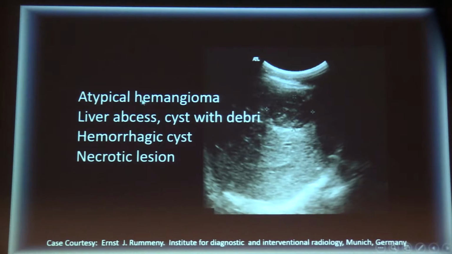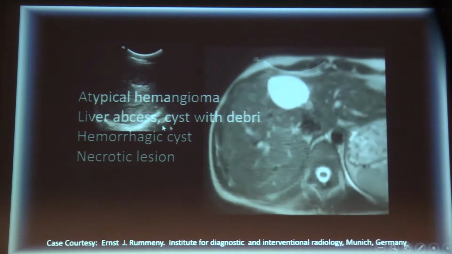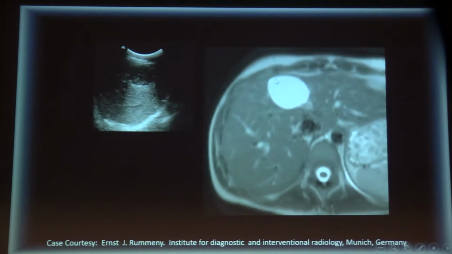By looking at this, this could be an atypical hemangioma. It could be a liver abscess. It could be a cyst with debris. It could be a hemorrhagic cyst, or it could be a necrotic lesion. So looking at the MRI, on T2-weighted images, this lesion is very bright, a light bulb. There are actually two things on MRI that can have this appearance, and that's a cyst or a hemangioma.